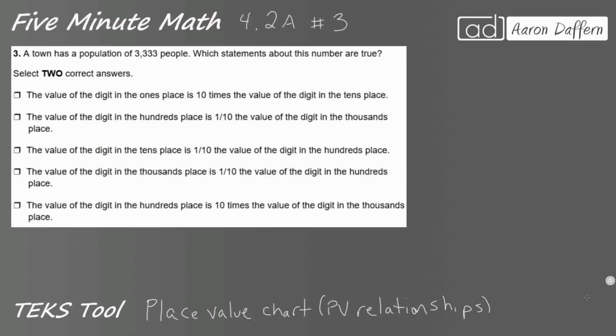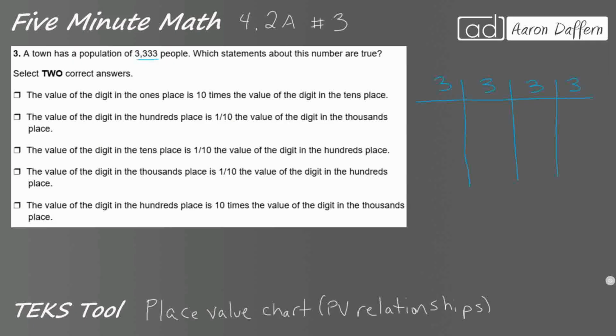So we have a population of a town that has all threes, 3,333, and we need to simply describe that number. Let's build it with a place value chart. I'm going to use this space over here. I only need 4 spaces. So I'm going to just write all threes right here.